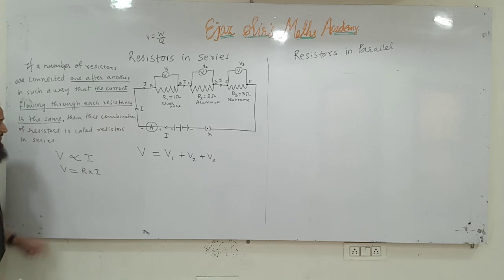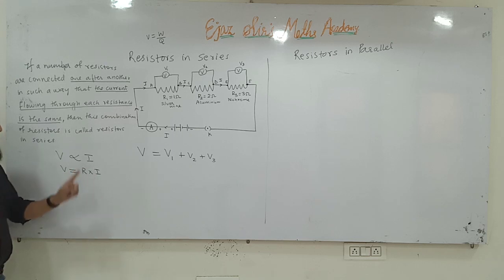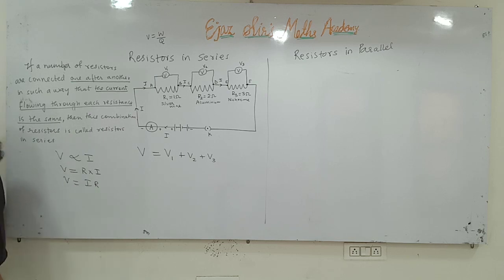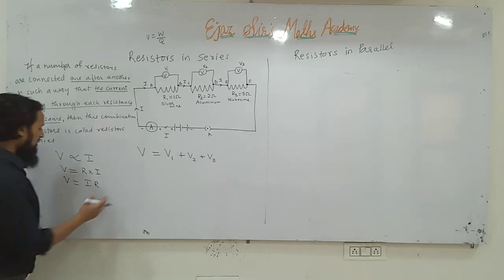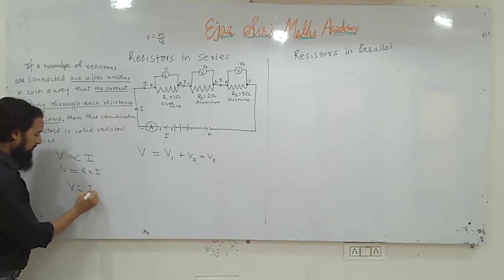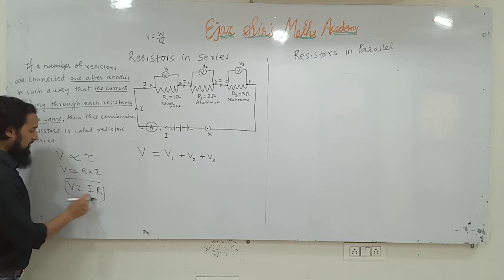We know whenever we remove this proportionality sign, we always need a constant. So here voltage is equal to resistance into current, or we can write it like this also. Instead of writing R into I, I can write I into R also. Or I will write R into I only. Otherwise we can write IR also. It helps us to remember the formula. V is equal to IR.